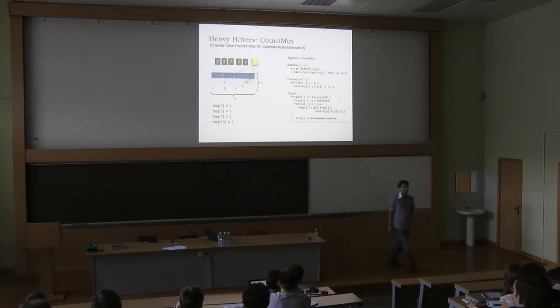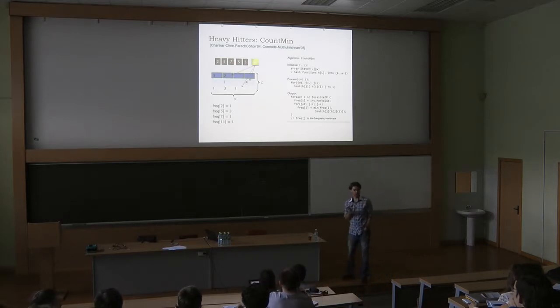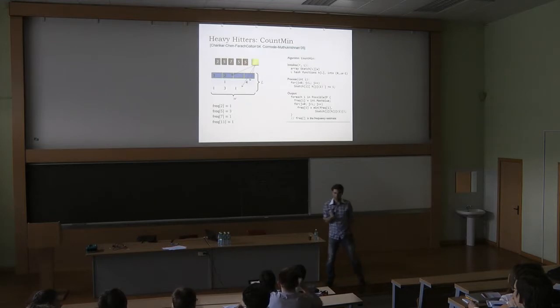Let me actually go through the analysis. It will become a bit clearer which elements we approximate well. Some elements will not be approximated well, some will be, and it's exactly those elements that are heavy hitters. This is why we'll be able to detect which are those. Question?